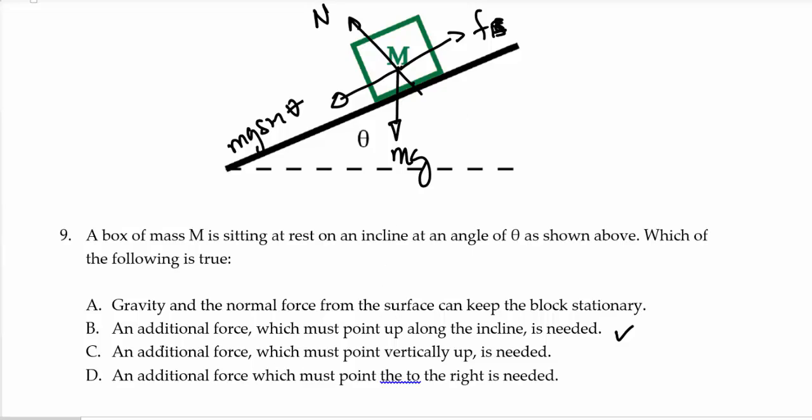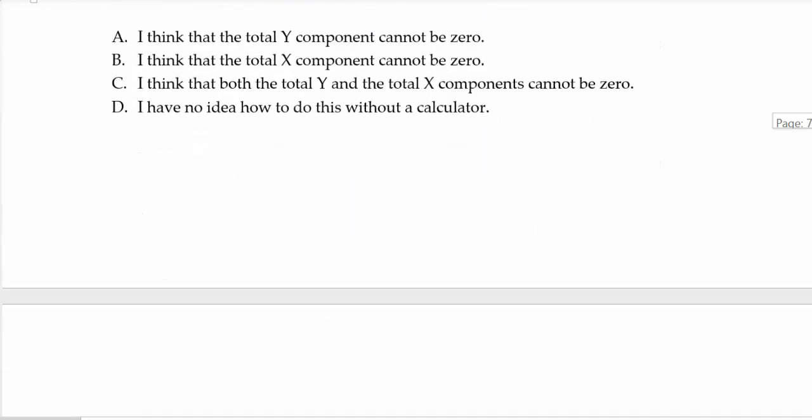So this will be true. An additional force, this is not true. And this is not true, so the answer is B. Number 10.